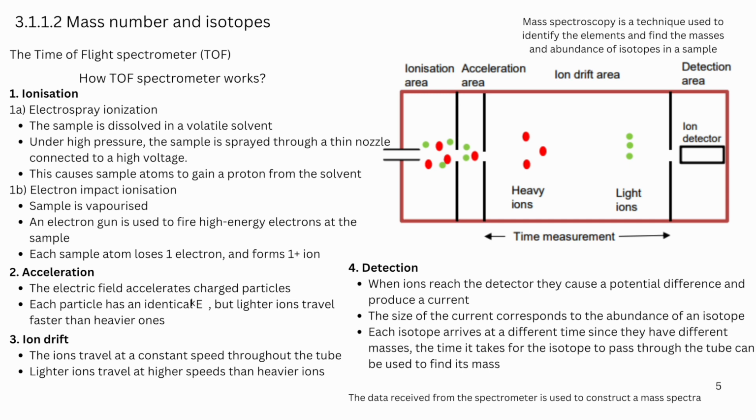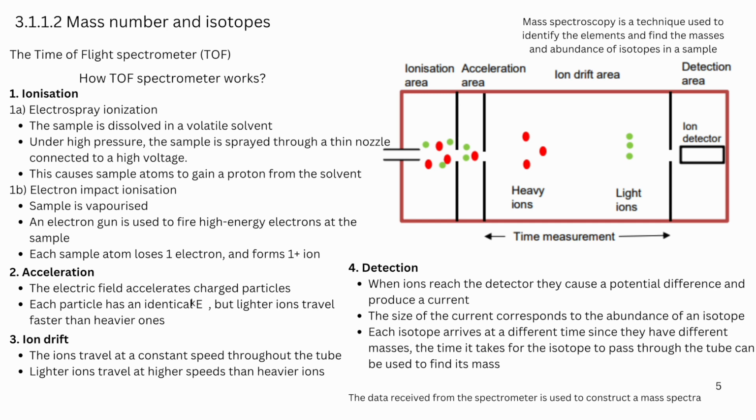Fourth step is detection. So when ions reach the detector, they cause a potential difference and produce current, and the size of the current corresponds to the abundance of an isotope. So high current equals high abundance of that particular type of isotope. Since each type of isotope arrives at a different time, since they have different masses, the time it takes for the isotope to pass through the tube can be used to find its mass.